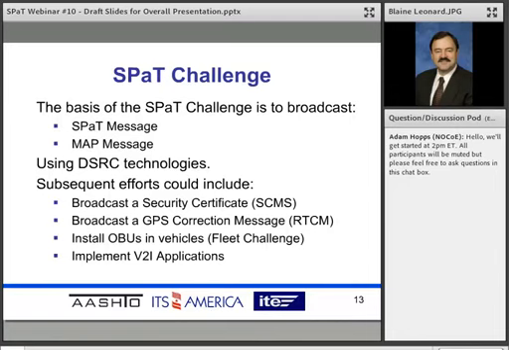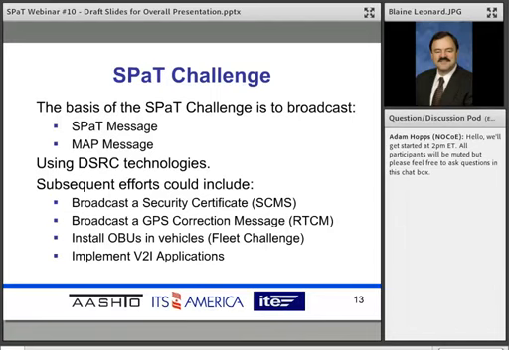And so here are some things we've talked about and some ideas for how you might move forward. Broadcasting a security certificate. Ultimately, we're going to need to secure all of our messages. And commercial security credential management systems or security certificates are now available to us. They weren't a little while back, but they are now. And so there's a way to do that.